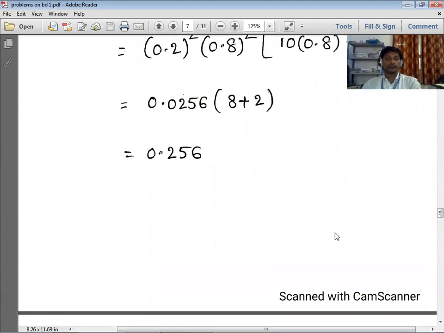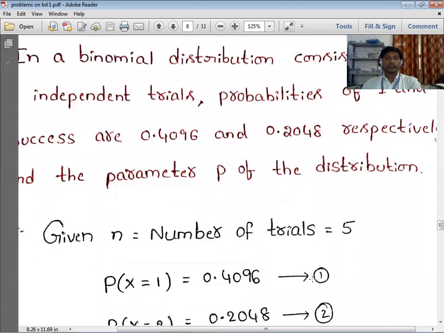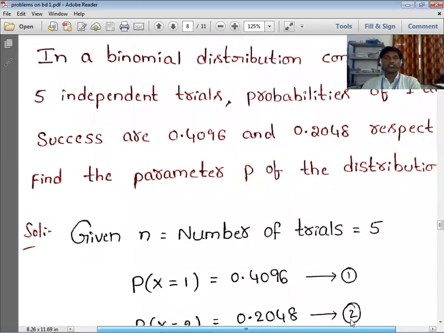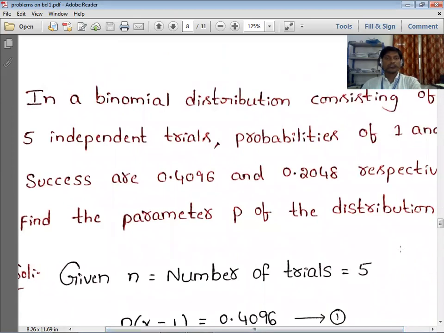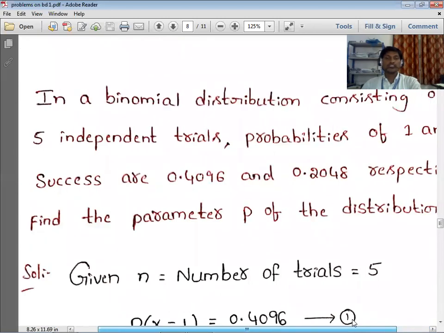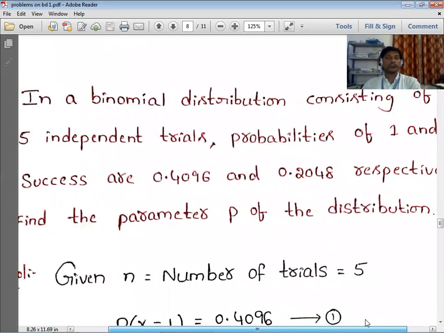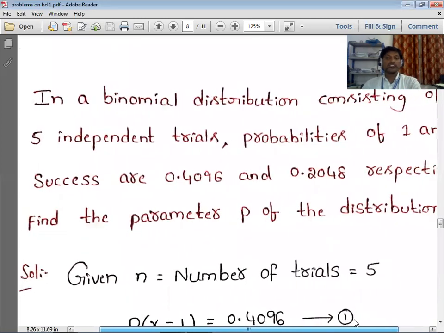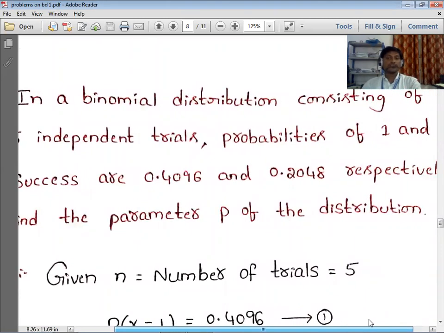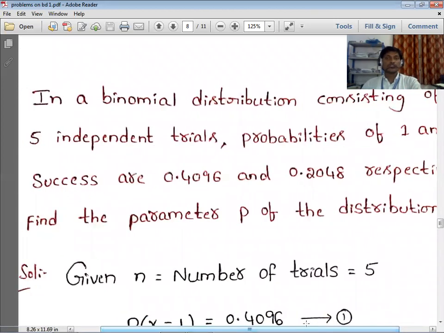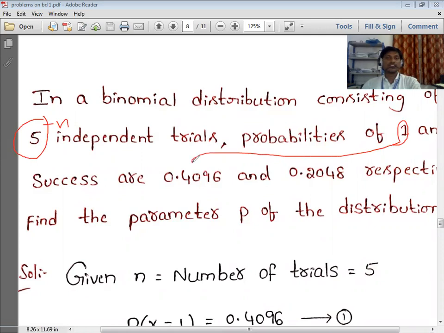Okay, now next one. In a binomial distribution consisting of 5 independent trials, probabilities of 1 and 2 successes are 0.4096 and 0.2048 respectively. Find the parameter P of the distribution. So n is mentioned in the problem: n is equal to 5 independent trials. And next, the probabilities of 1 success and 2 successes are 0.4096 and 0.2048. By using this we need to find P.